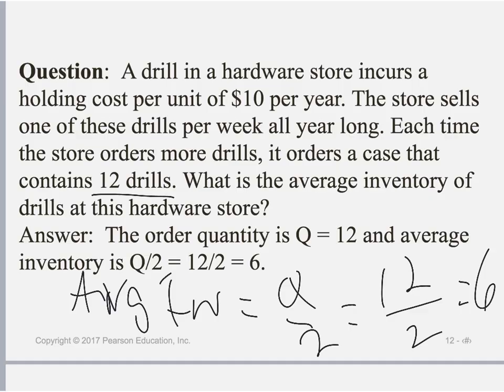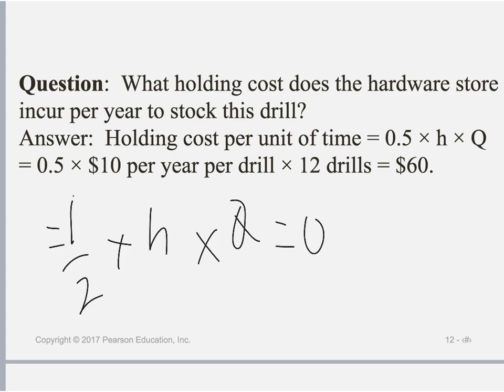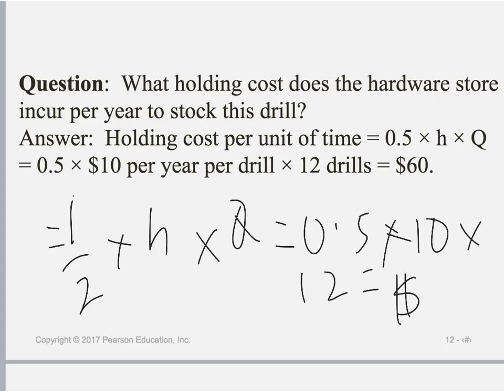If you remember, it says that we sell one drill each week, all year long. The next part of the question is, what holding costs does the store incur per year to stock this drill? The holding cost formula is equal to a half times h, which we're given, times Q. So it's 0.5 times the $10 that is stated, times the number of drills that you buy each time, which is 12, to give me $60 in a year.